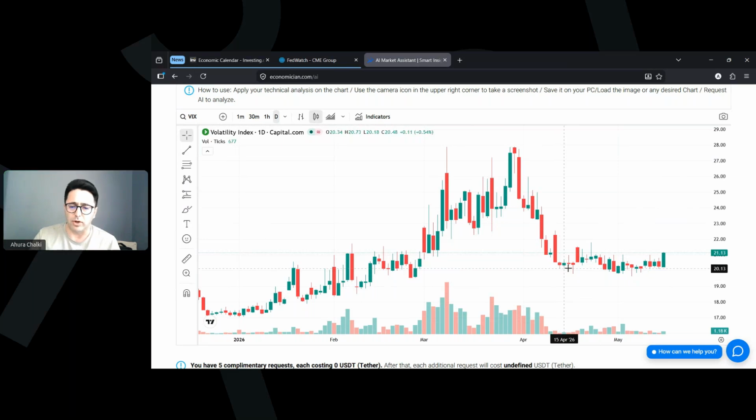And now we are in a ceasefire. We're in a period of ceasefire, and market risk this week is around 20, slightly up, slightly down. But now you can see here as of today.